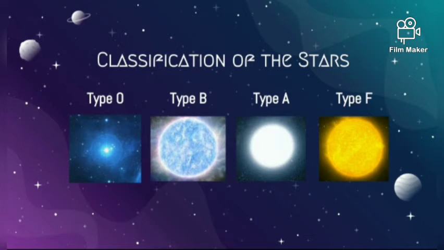Type A stars. A Type A star is a white star. They have masses of 1.4 to 2.1 times the mass of the Sun, and temperatures between 7,600 and 10,000 kelvins. Type F stars. Type F stars are more massive and hotter than the Sun. These stars emit ultraviolet radiation.